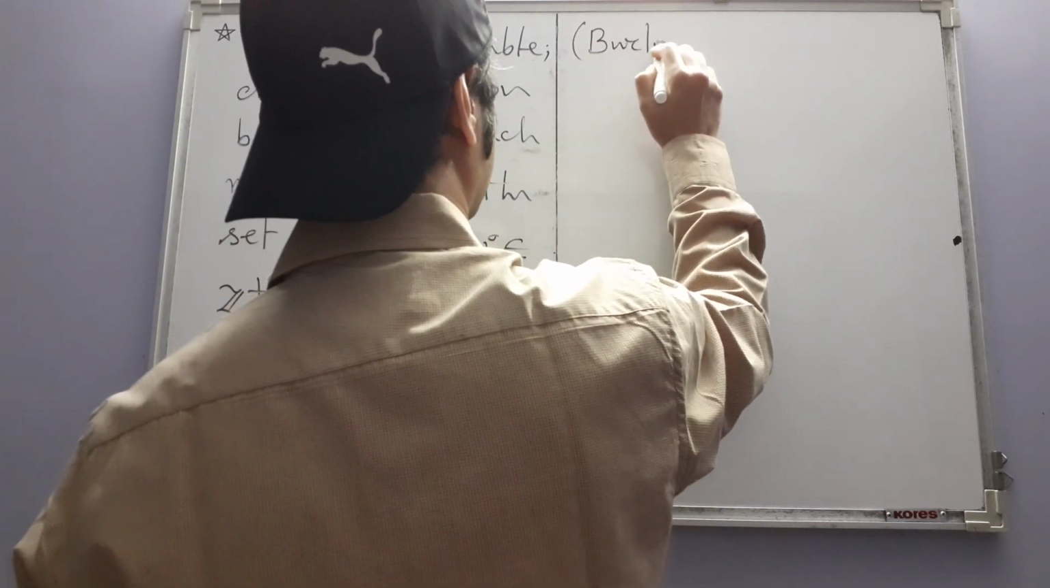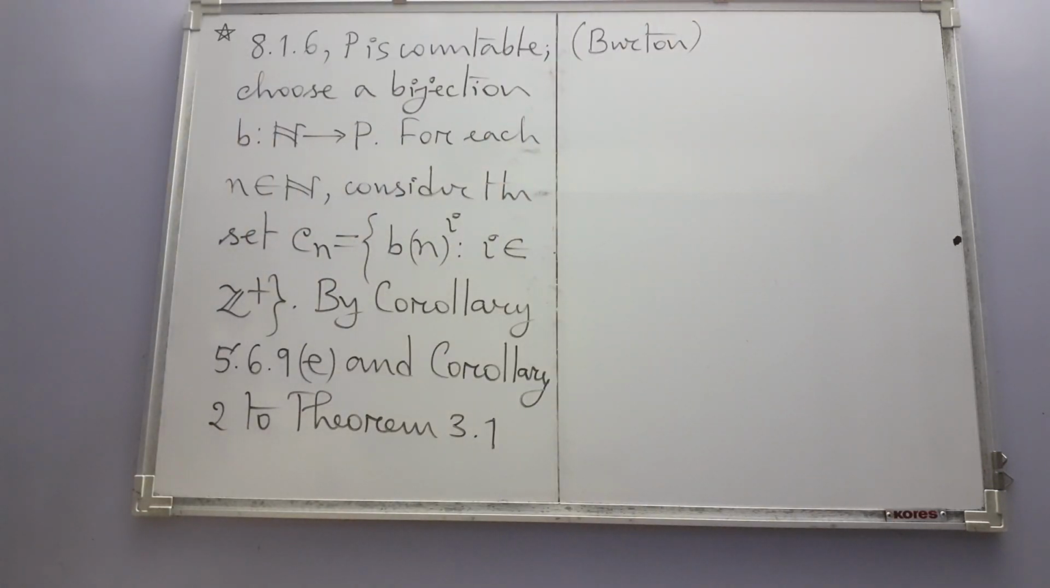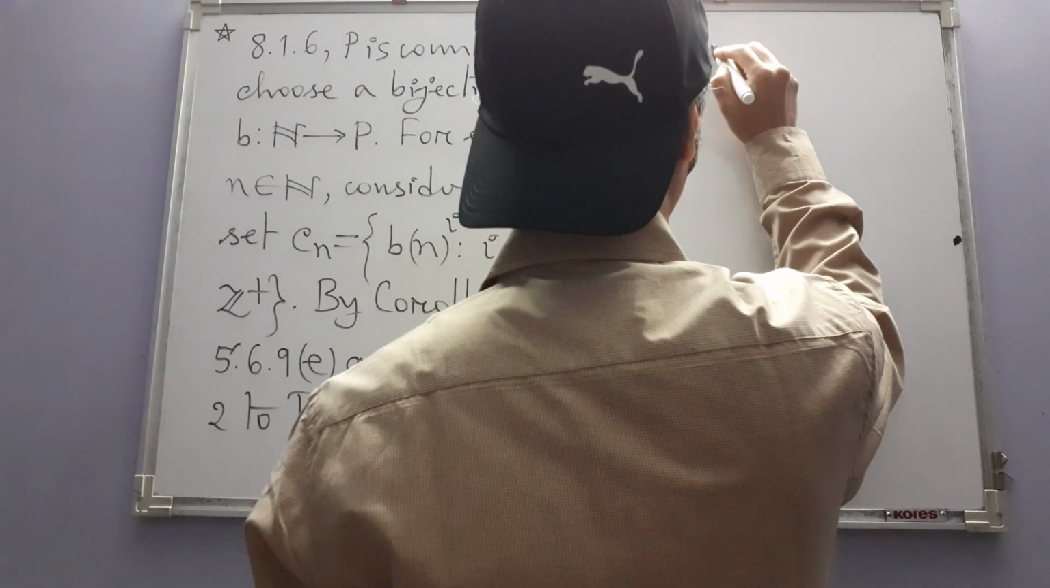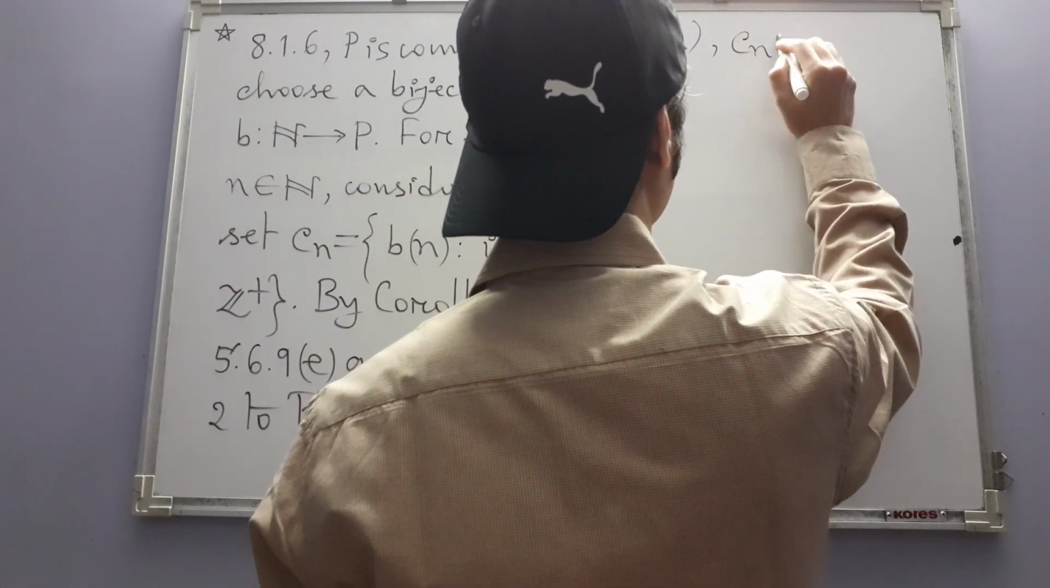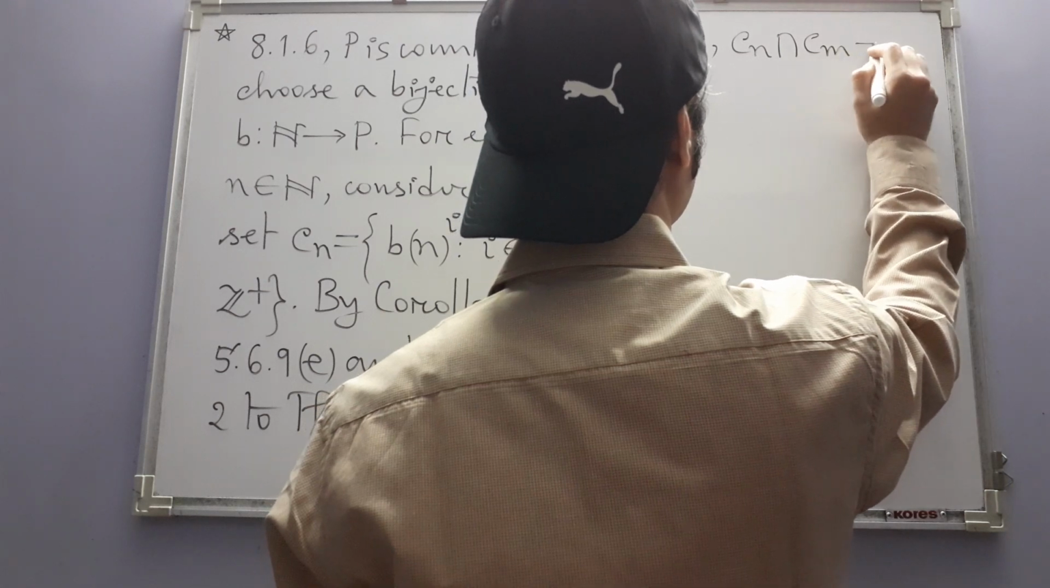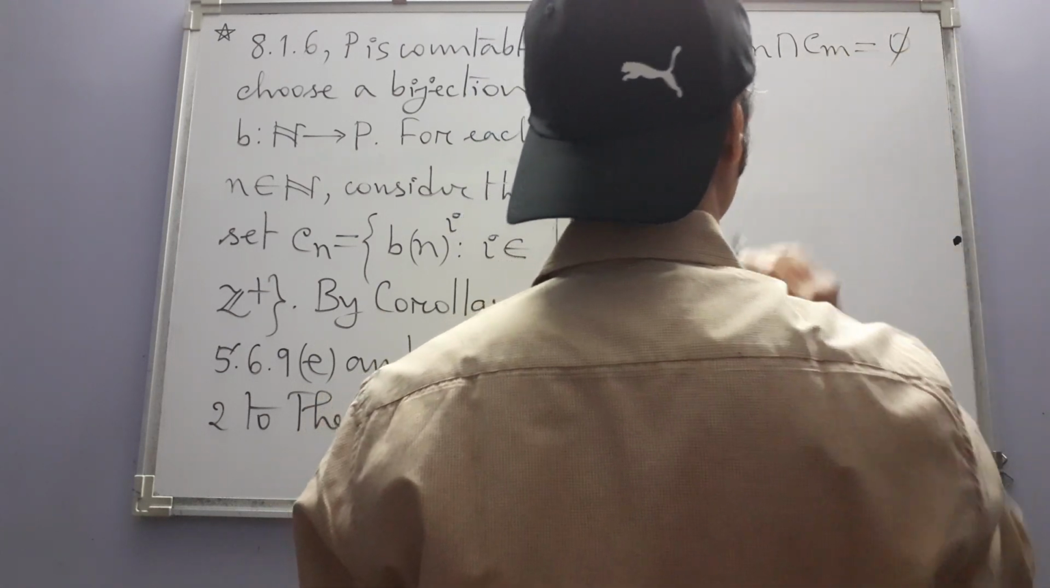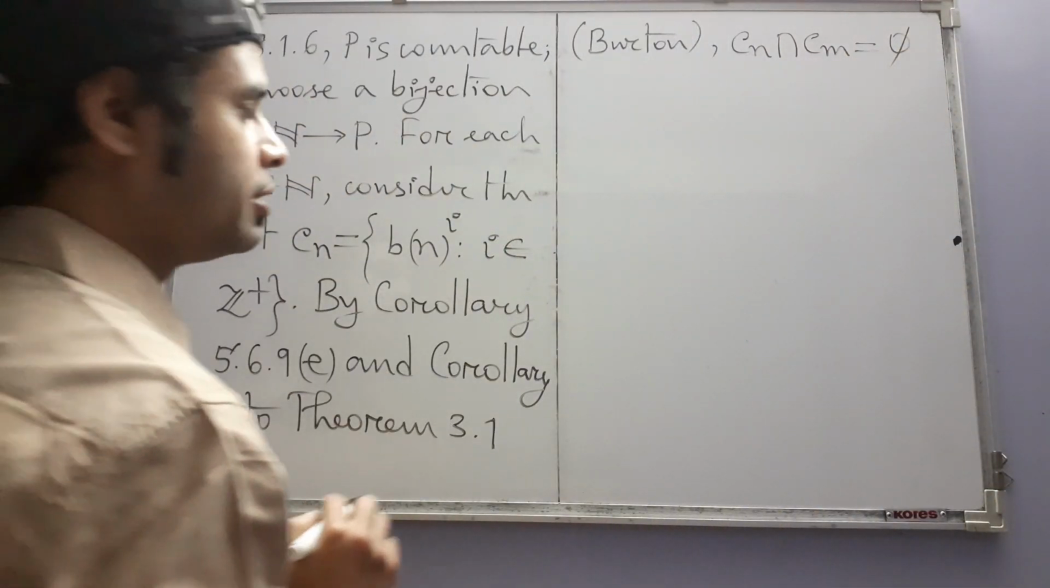Which we indicate by writing Bn within brackets. From these two results, we get this fact that the sets Ci are just like the Bi's mutually disjoint.